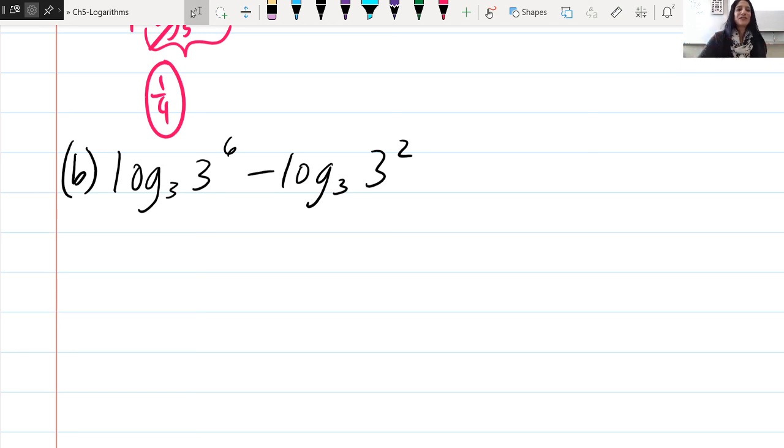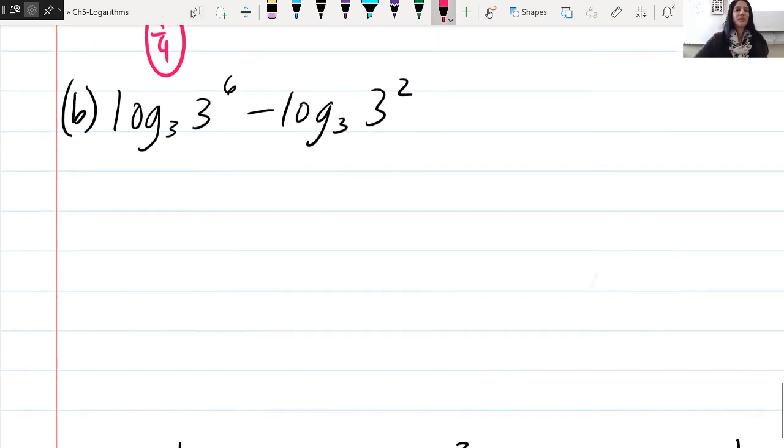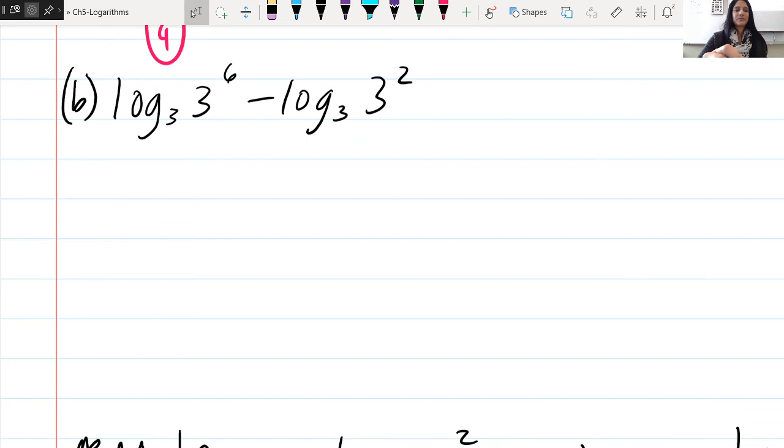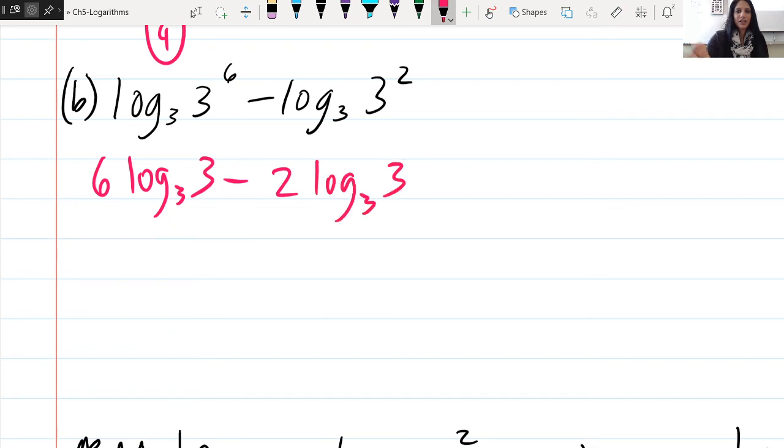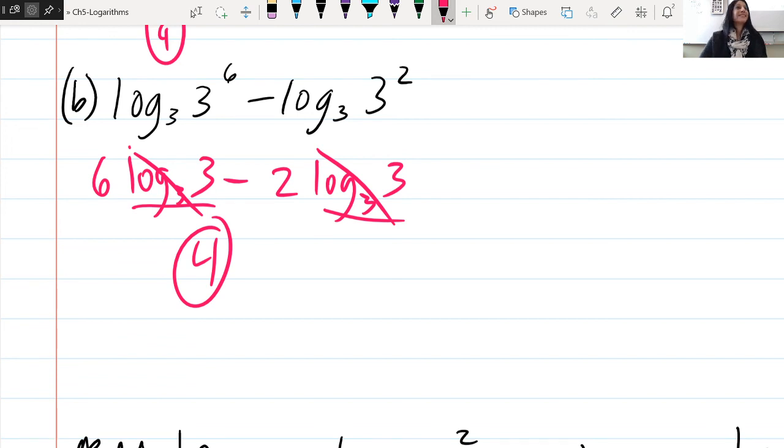Okay, what would be the first step if we're trying to evaluate this? Use the power rule to move the 6 and the 2. Okay, so 6 log base 3 of 3 minus 2 log base 3 of 3. And what do we know about these two? Yeah, they're just gone. So what's the answer? The answer is 4.